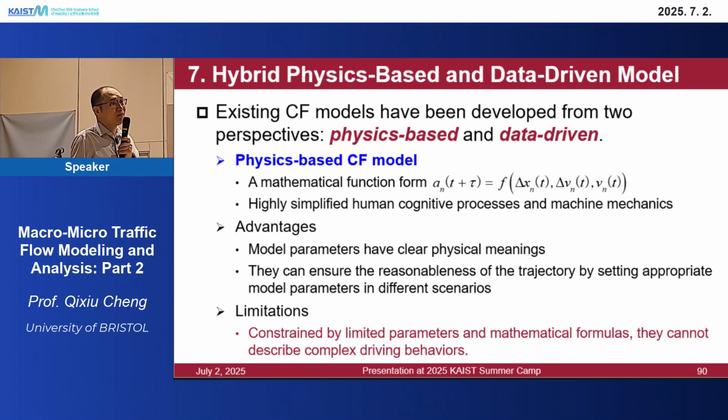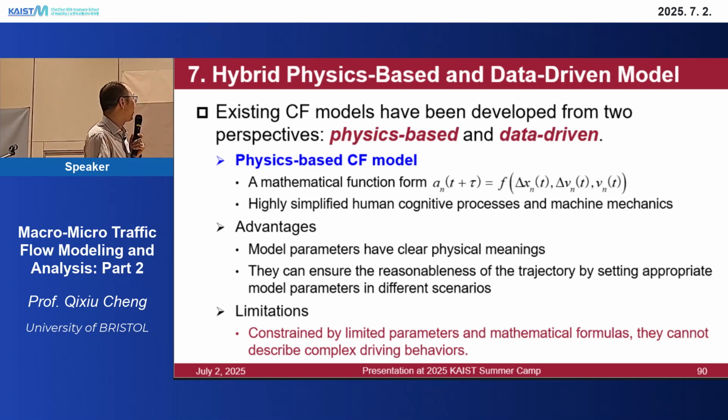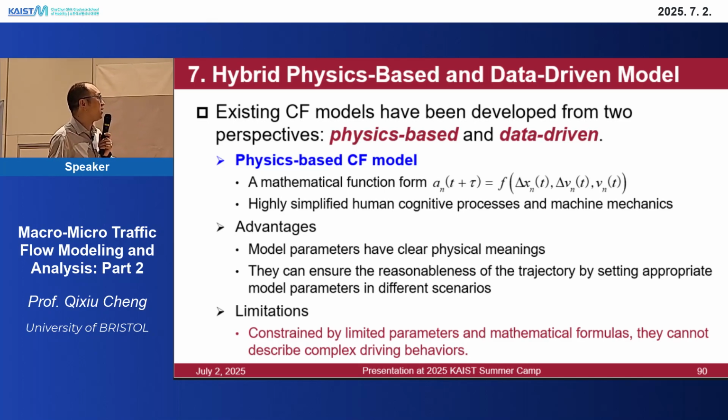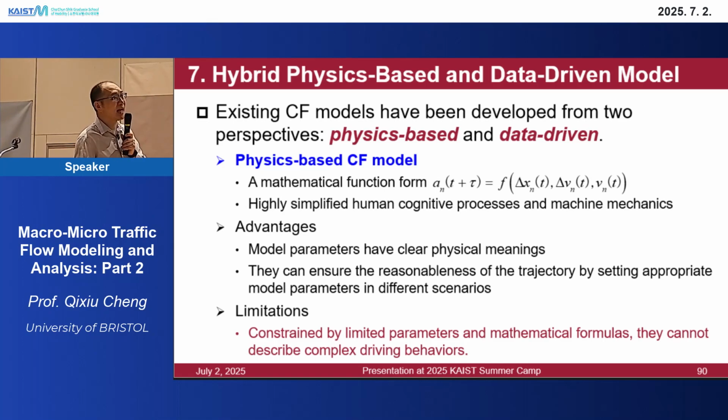The advantage of this physics-based model is that the parameters have physical meaning: space headway, speed difference, and the speed of the following vehicle. They have physical meanings, and they can ensure the reasonableness of the trajectory. But they also have some limitations. They are constrained by limited parameters and mathematical formulas, so they cannot describe complex driving behaviors.